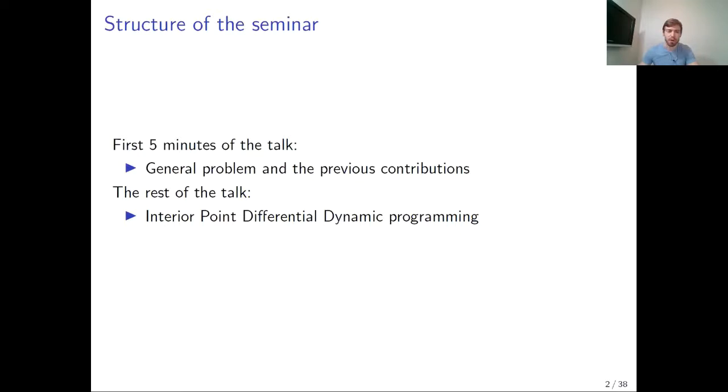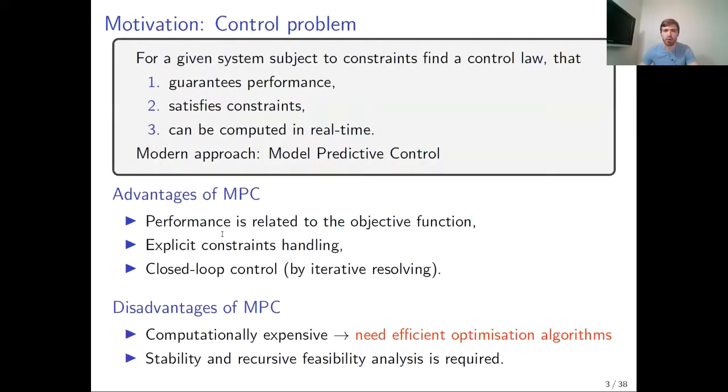First 5 or 10 minutes I will spend on introducing the general problem, which is a control problem, and briefly mention the previous contributions that I made together with Iman and Chris. For the rest of the talk, however, I will talk mostly about interior point differential dynamic programming. So let's start with the control problem.